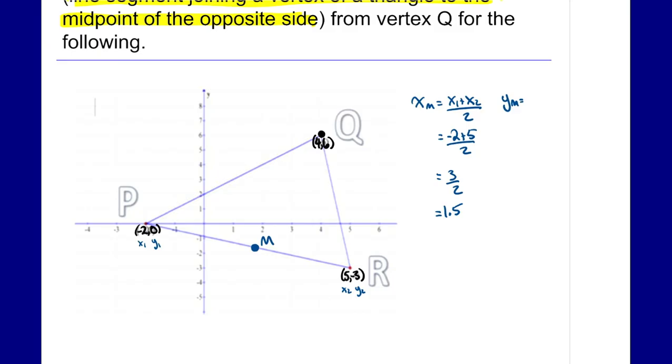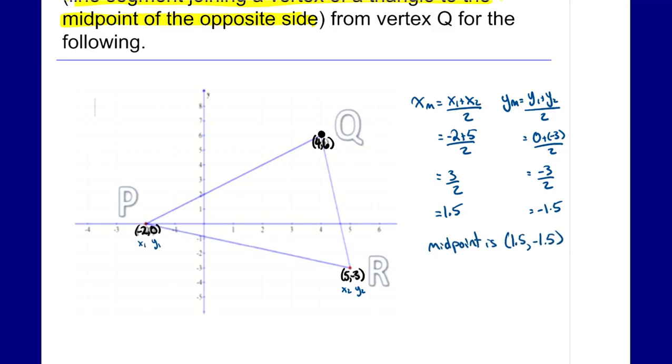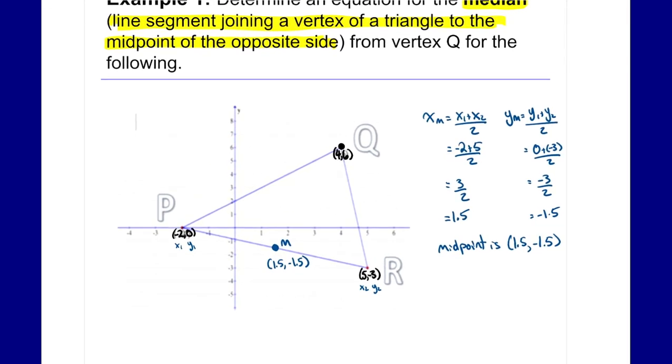For the y value of my midpoint, y1 plus y2 divided by 2. So we have 0 plus negative 3 divided by 2, which is negative 3 divided by 2, which is negative 1.5. So I have two coordinates now. So I know my midpoint is 1.5 and negative 1.5. So now we can actually accurately plot that. So right about there is my midpoint, 1.5, negative 1.5. So I found my midpoint. This is halfway through this question because I needed to find the midpoint of the opposite side of vertex Q.